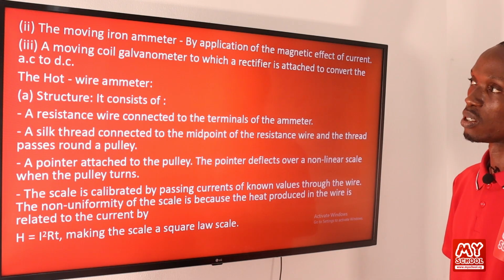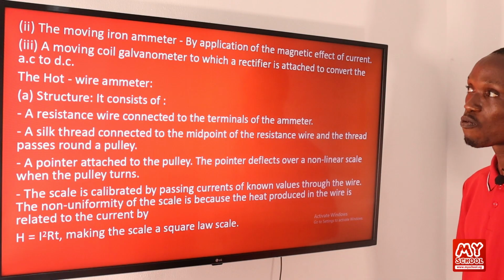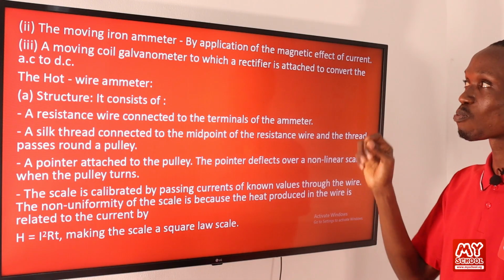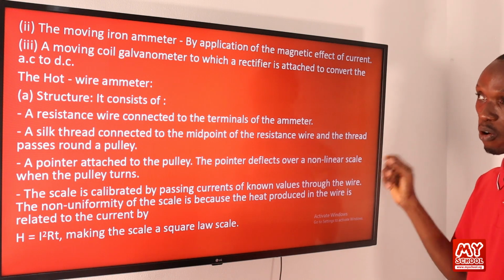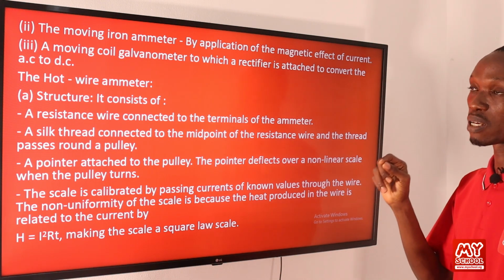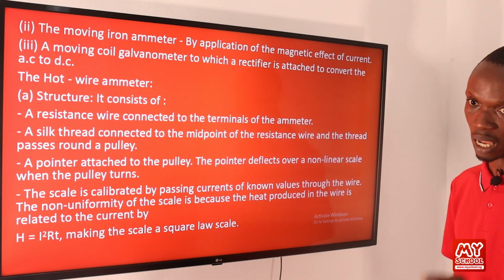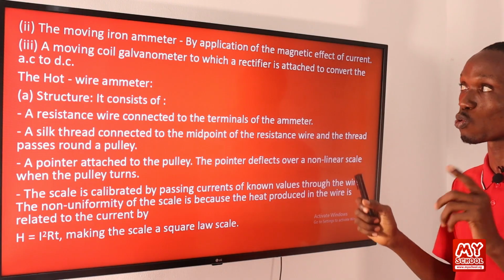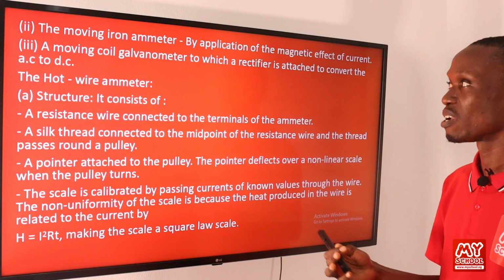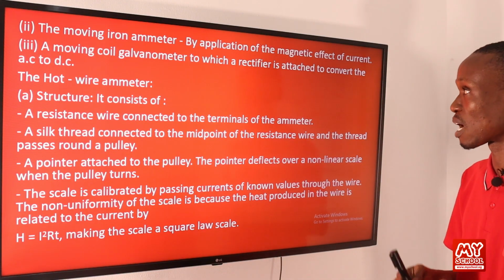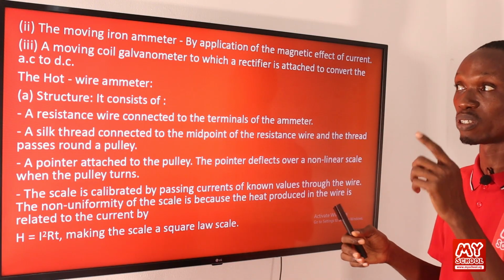Then two, this alternating current can be measured using the moving iron ammeter, which works on the principle of the magnetic effect of current. Then three, an alternating current can as well be measured using a moving coil galvanometer. But here you have to be careful. To do that, you have to attach a rectifier to the galvanometer so that it can convert the current from AC to DC.